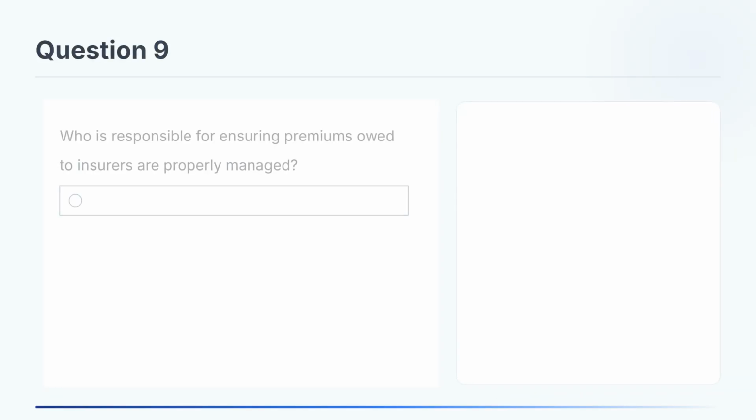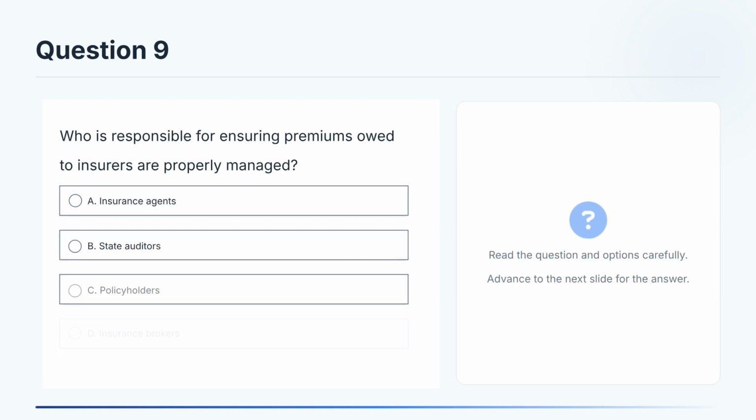Moving on to question 9. Who is responsible for ensuring premiums owed to insurers are properly managed? A. Insurance agents. B. State auditors. C. Policyholders. D. Insurance brokers.